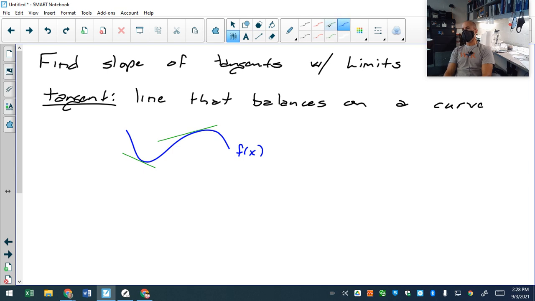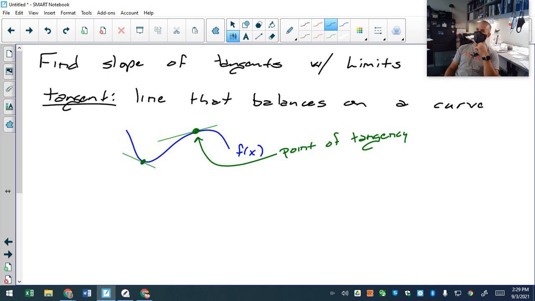The point where the tangent is hitting the curve, this point right here, that is called the point of tangency. Point of tangency. And the idea behind the tangent is, we're not going to worry about that. So that's a tangent. Are we good there?